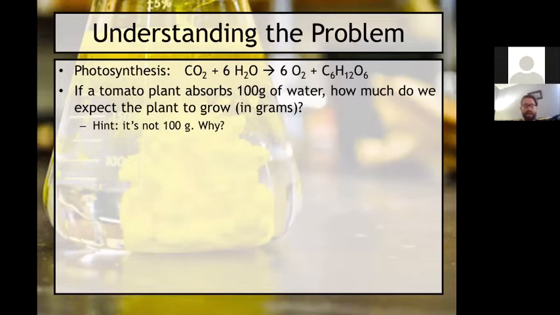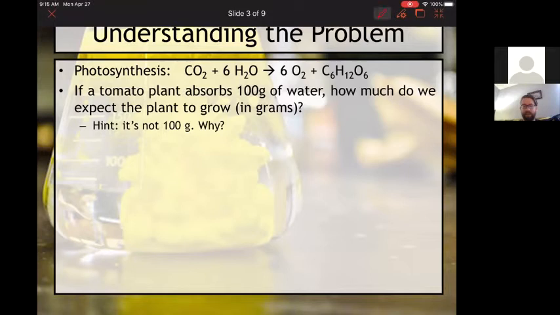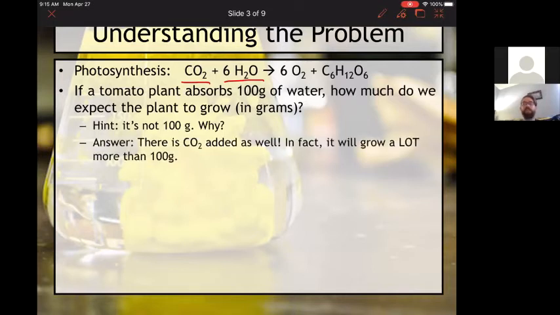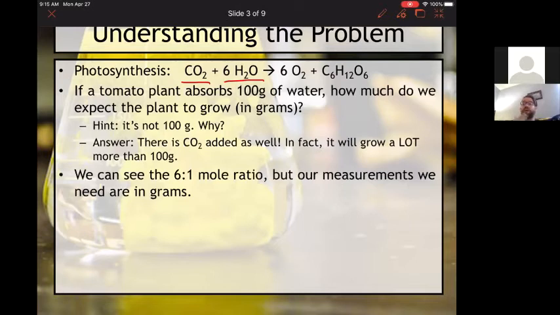What's going on in that reaction on top that makes it not 100? And hopefully you can see that not only is there the water here, right, in the reactants, but there's also something else, carbon dioxide. Where does that plant get the carbon dioxide from? The air around it, right? So not only is it taking in the 100 grams of water, but it's also taking in the grams from the air in carbon dioxide that it's soaking in. So because there's CO2 there, we're going to grow a lot more than 100 actually, not less. And then you can see that there's the 6-to-1 mole ratio in there, right? So there's 6 water to 1 carbon. Does that mean that that's going to be somehow involved here? And it's not just going to be 100 divided by 6 because there's a 6 in front of the H2O. I can't use that mole ratio here. Why can I not use the mole ratio with the 100 grams of water?